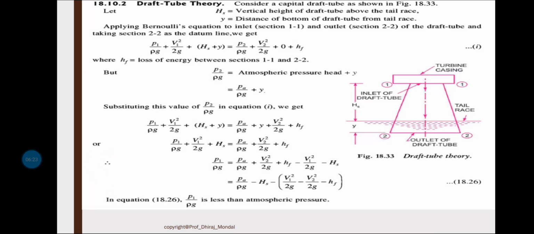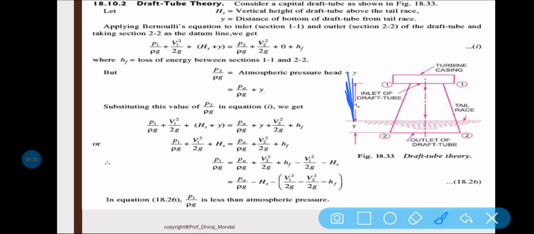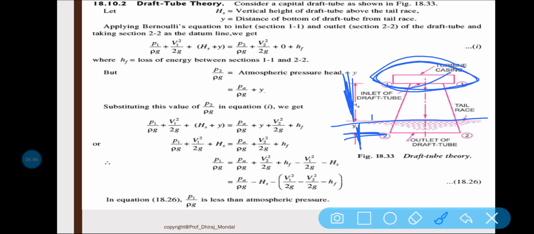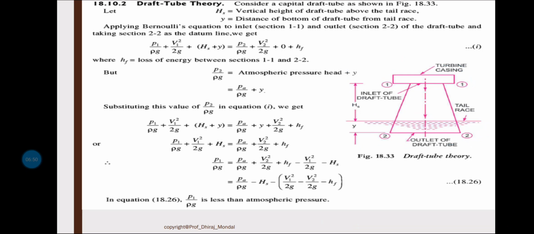So Hs is equal to the vertical head of the draft tube above the tail race. Okay, so this is your Hs, and Y is the distance of the bottom of the draft tube from the tail race. So this is your tail race, and this is the distance from the bottom of the tail race. Now this is your turbine casing or outlet of the turbine, and this is your outlet of the draft tube. Clear?